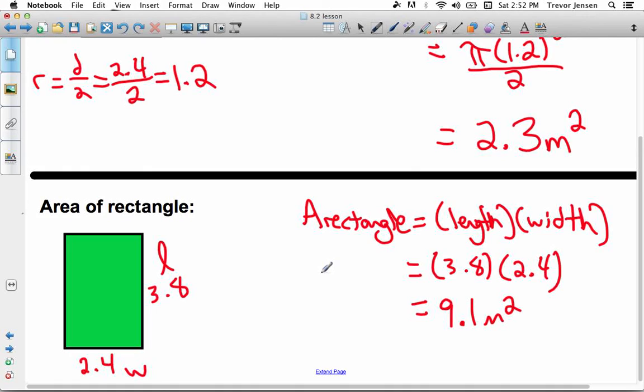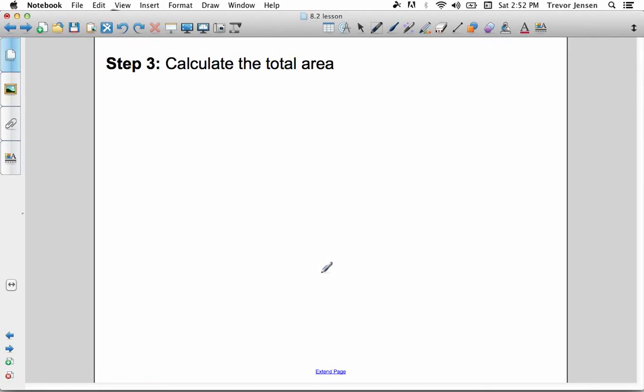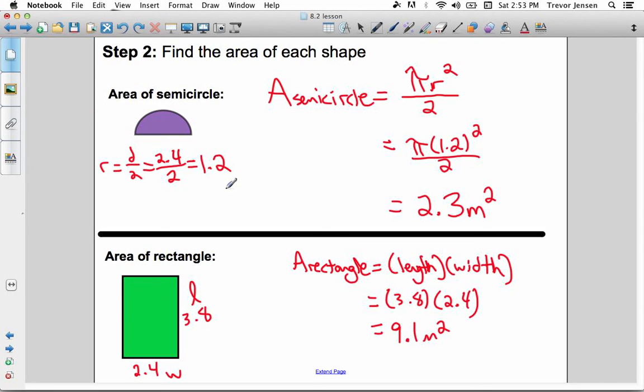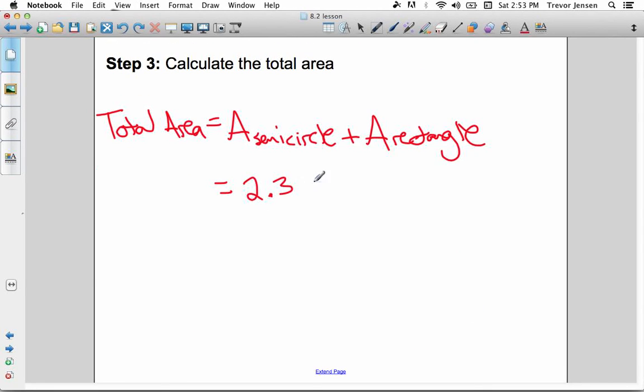Now let's figure out, well, what is the total area of the composite figure? So I just got to add these two areas together. So the total area is equal to the area of the semicircle plus the area of the rectangle. And I know both of those pieces of information. The area of the semicircle was 2.3 meters squared, and the area of the rectangle was 9.1 meters squared. So that gives me 11.4 meters squared. That's the total area of the composite figure. Okay, so that question is now done. The area of the figure is 11.4 meters squared.